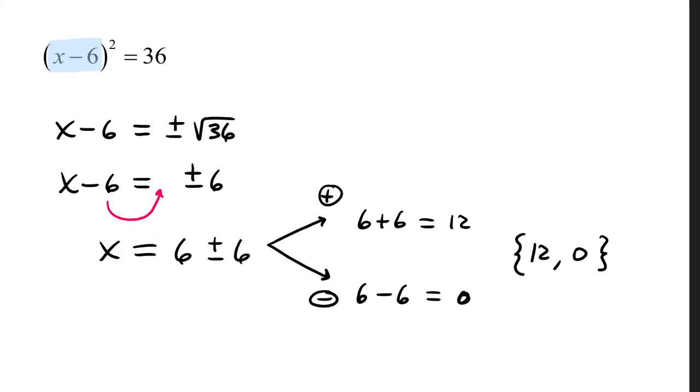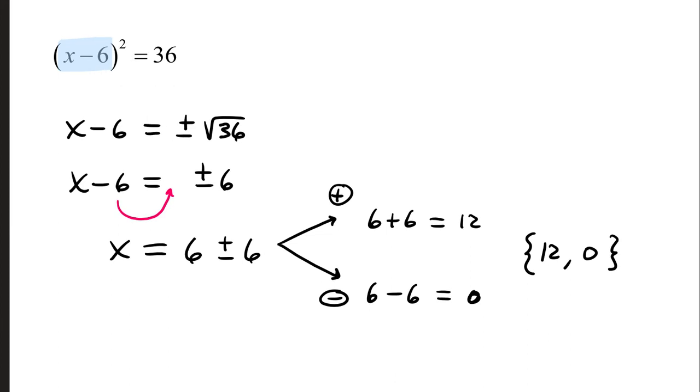And finally, a third example of extracting square roots. We have the right format. We have something squared equal to a number, so we take the square root of both sides. When you lose your square, you pick up a plus minus. X minus 6 is the something being squared, so we have x minus 6 equals positive and negative square root of 36. Square root of 36 is 6, so we have plus minus 6.